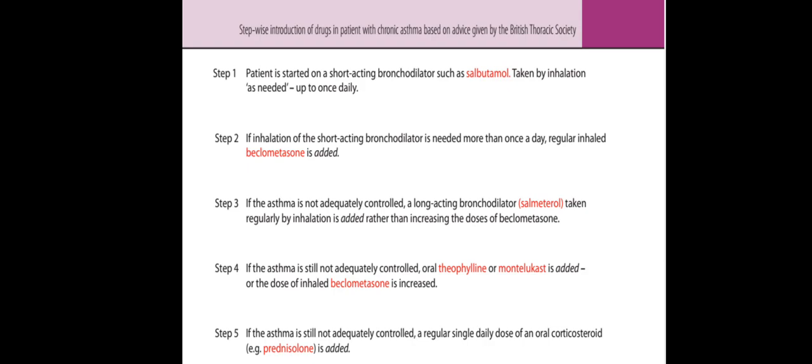If the asthma is still not adequately controlled, oral theophylline, which is a xanthine if you remember, or montelukast is added, or the dose of inhaled beclomethasone is increased. If the asthma is still not adequately controlled, under step 5, a regular single daily dose of an oral corticosteroid is added. An example of a corticosteroid is prednisolone. This is what they are saying on step 5.